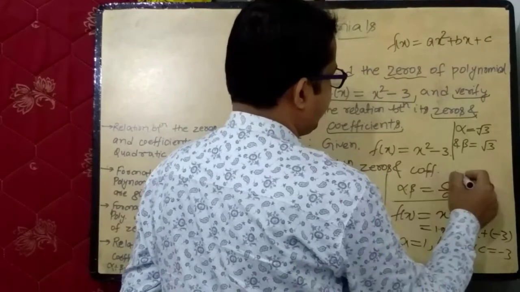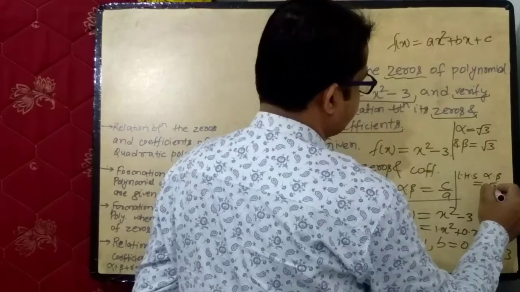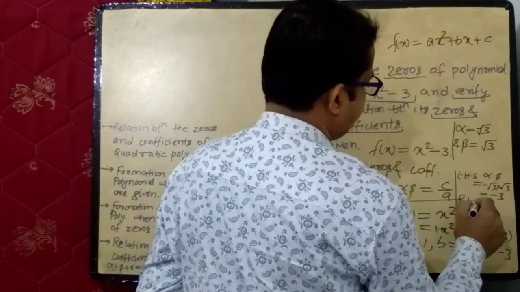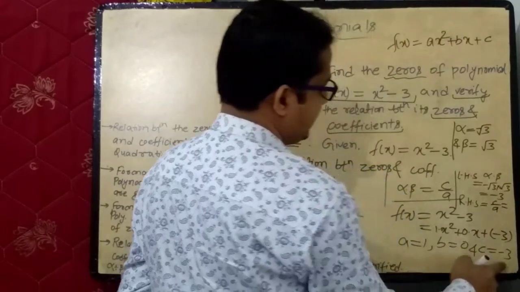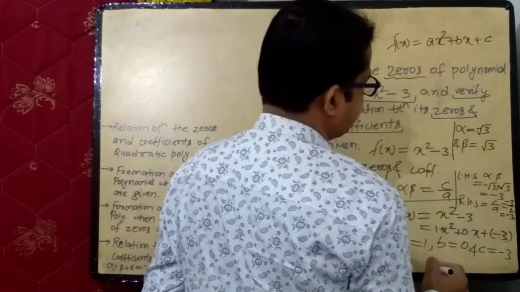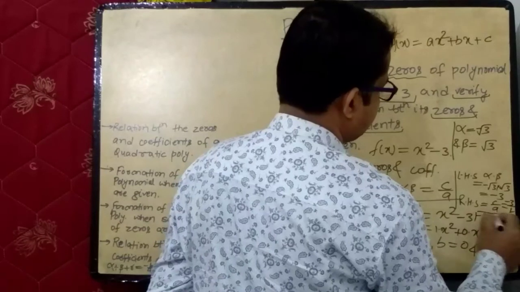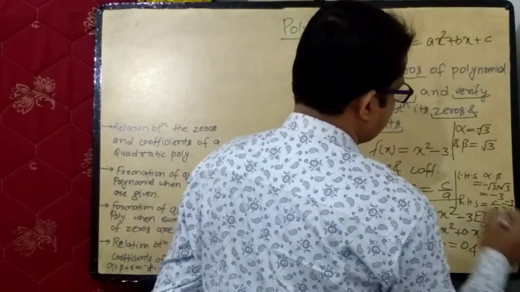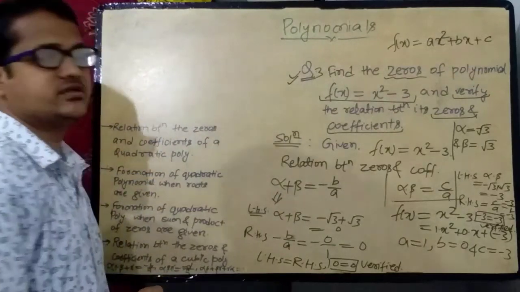Second, alpha into beta equals c upon a, then solve it. Alpha into beta, the LHS, equals minus root 3 into root 3 equals minus 3, and the RHS of this relation is c upon a, and c upon a equals minus 3 upon 1, that is minus 3. Then we can say that LHS equals RHS, so minus 3 equals minus 3. This relation is also verified. So by using this procedure you can solve this problem.